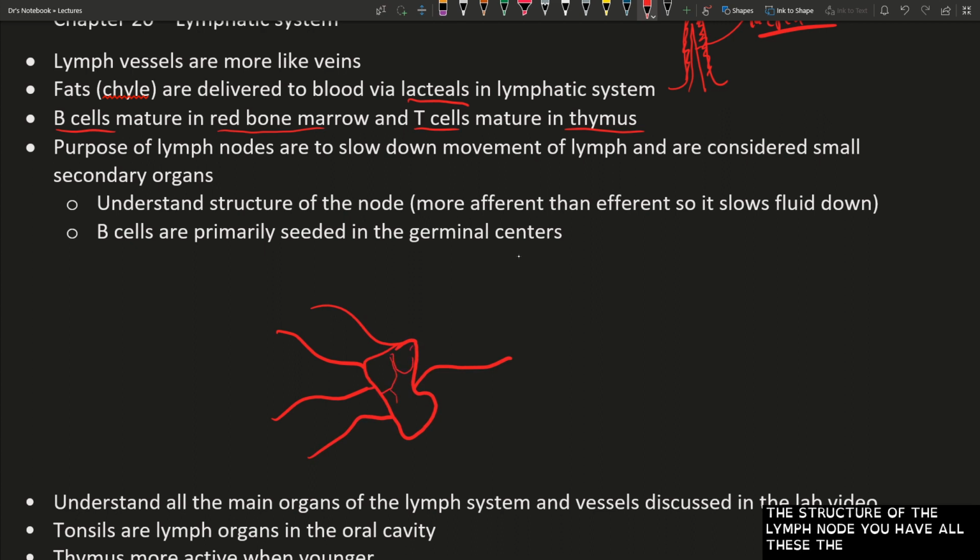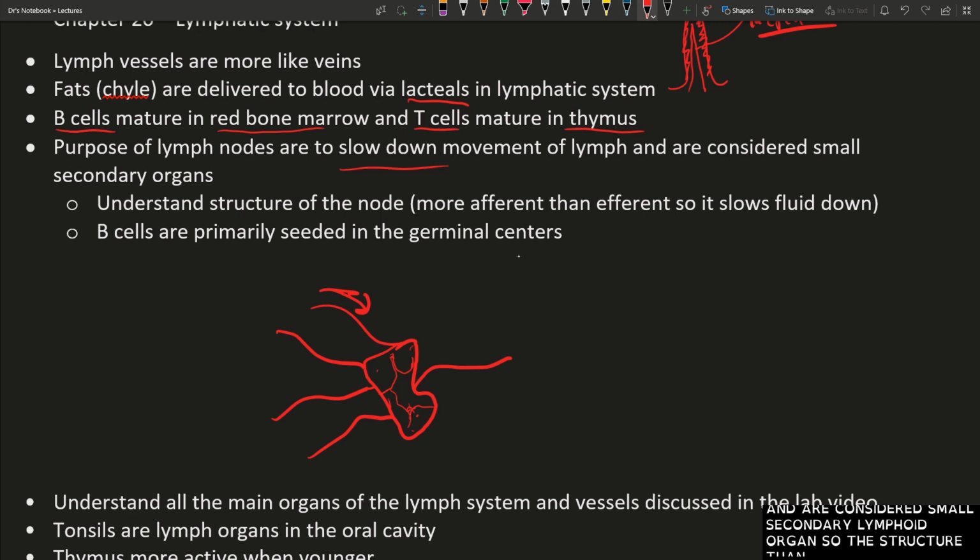You have all these little trabeculae coming down here, these germinal centers, the medulla, and the medullary cords coming in right here. So these are all inputs coming in, so more coming in, less going out. This allows the fluid to slow down substantially, spend more time in here. So it slows down the movement of lymph, and they are considered small secondary lymph organs.